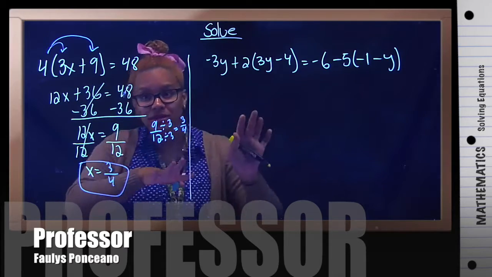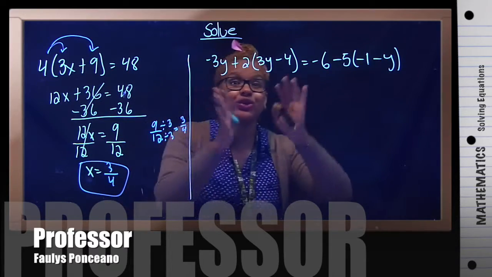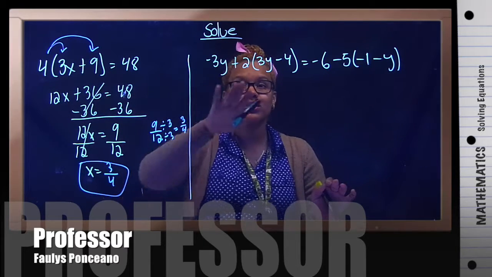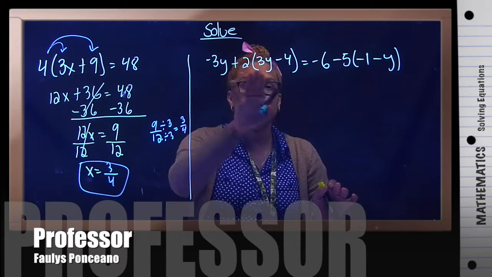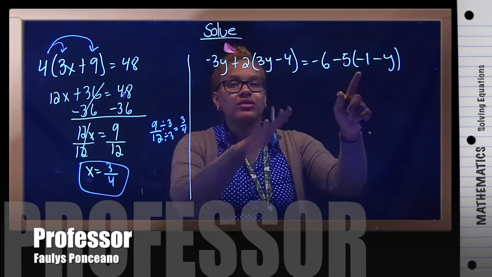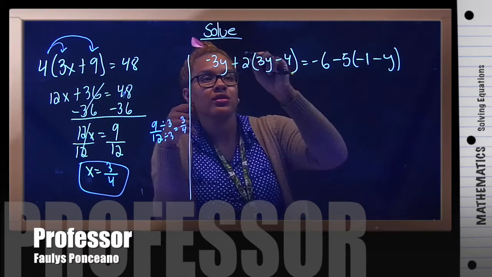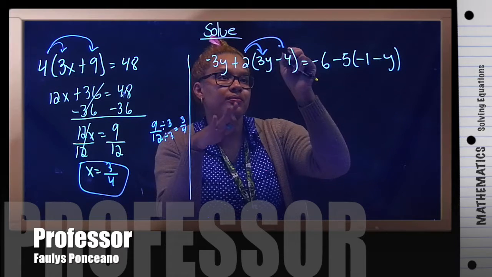Now let's look at the other example. A little bit more steps, I will say. Okay? So we're going to start the same way. We're going to start by distributing the 2 to everything inside the parentheses. And then the negative 5 to everything inside the parentheses.